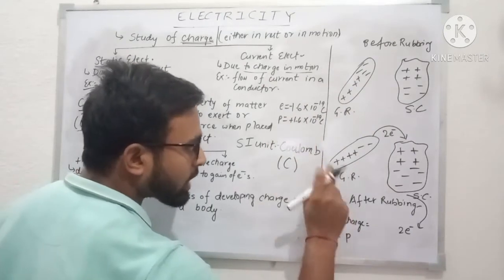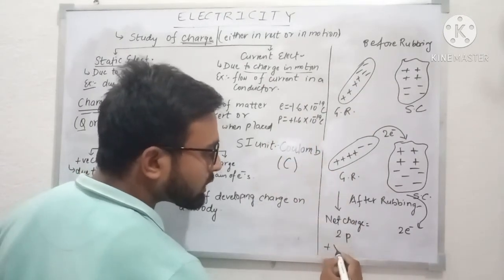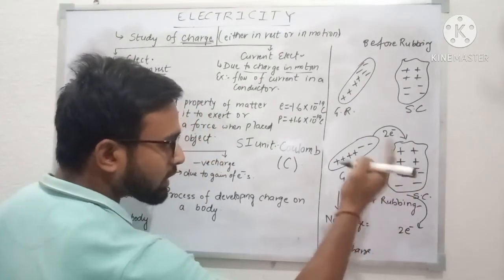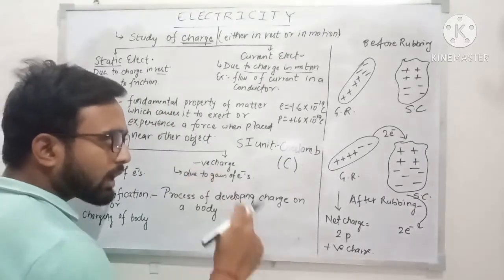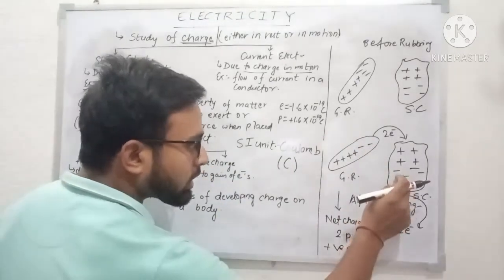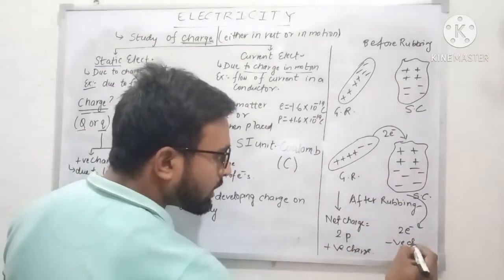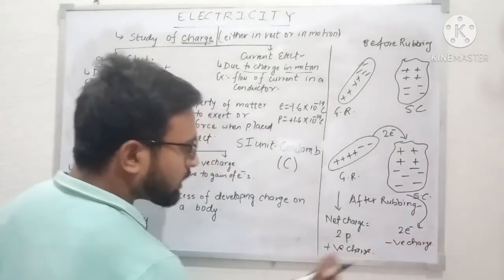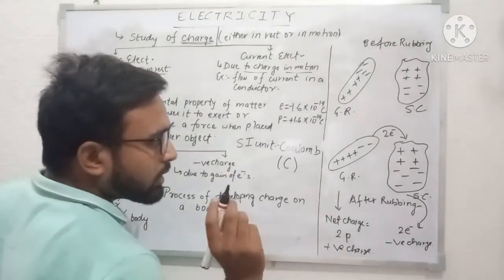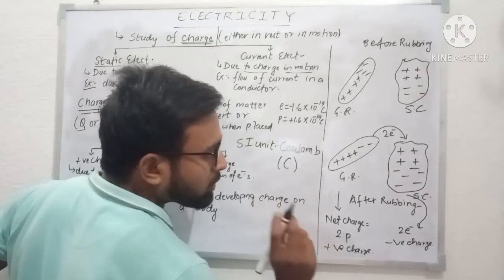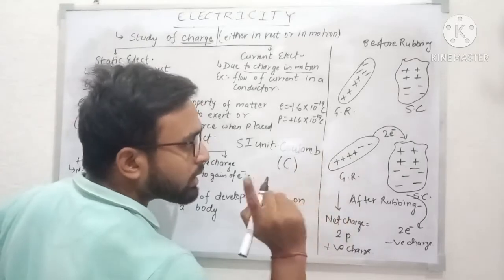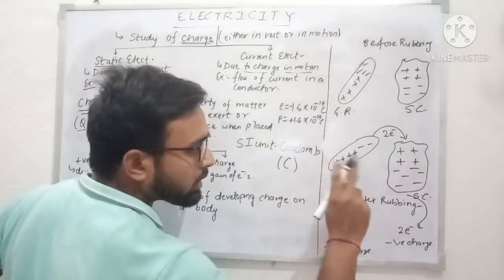So this glass rod acquires the type of charge called positive charge. And which type of charge did silk cloth acquire? The body which gains electrons acquires negative charge. So this silk cloth acquired negative charge on it. Clear? Positive charge and negative charge. Remember one thing, there is always movement of electron from one body to another body or within the body. There is no movement of proton in the body.